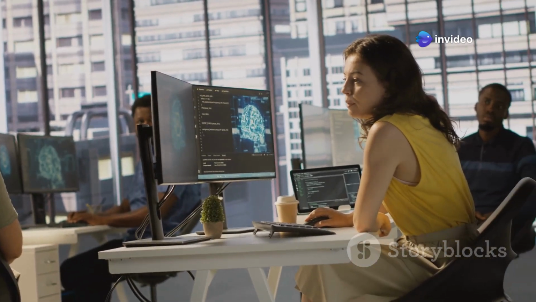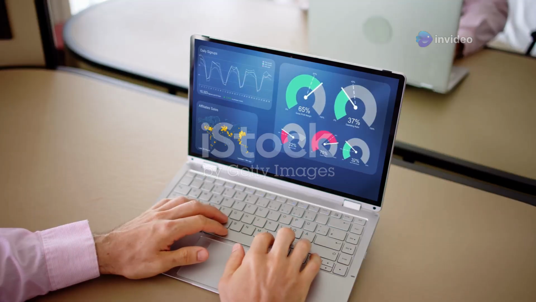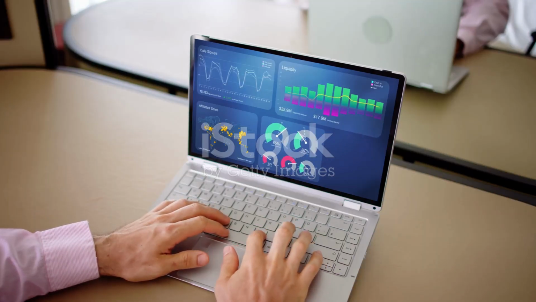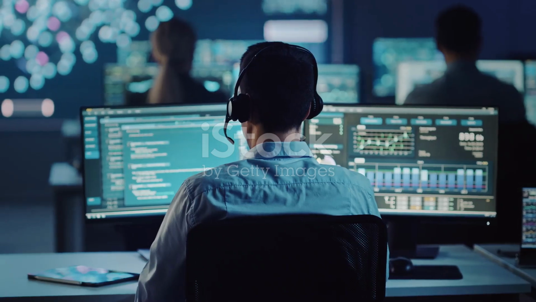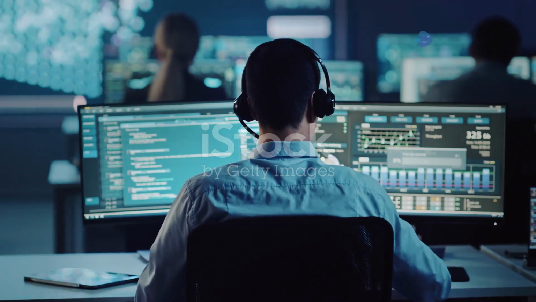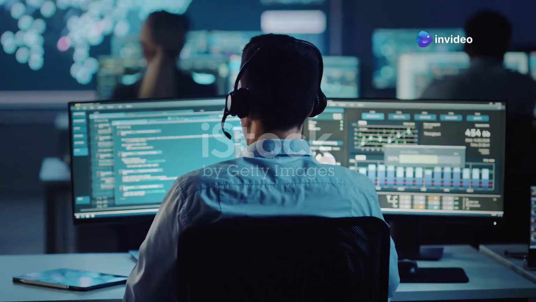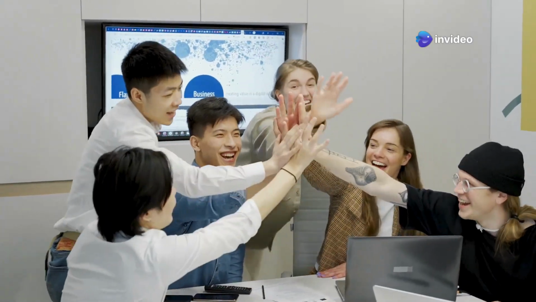Alright, let's kick things off with window functions. Now, window functions, they're kind of like the secret sauce in SQL. They let you perform calculations across rows of data, but here's the kicker. They do it without actually grouping those rows together. It's like having your cake and eating it too.